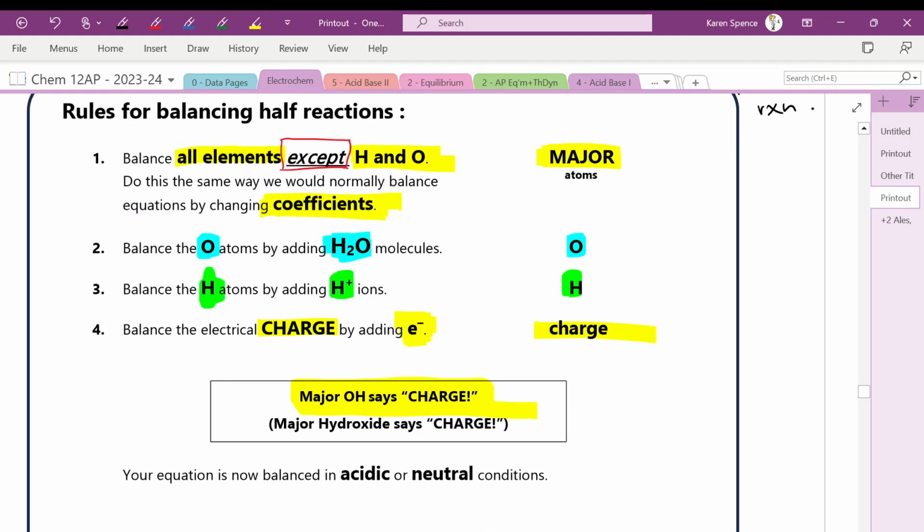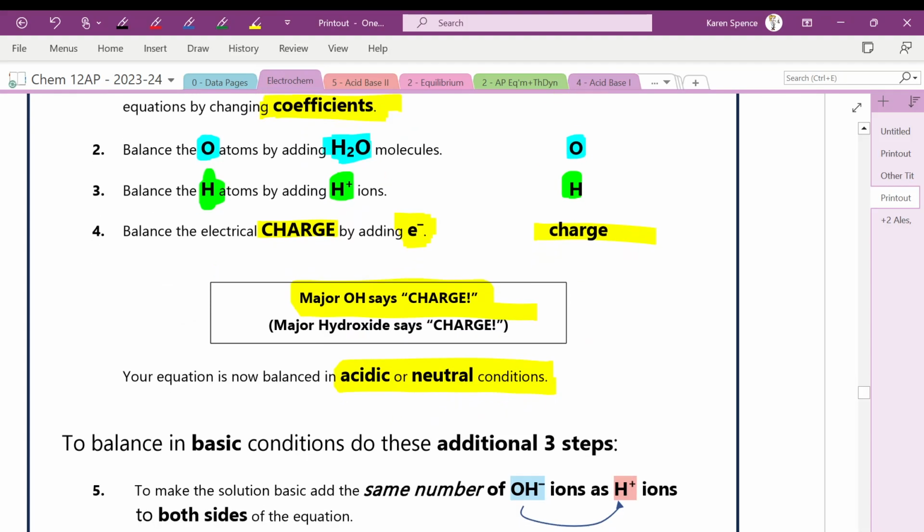So if you follow these steps, your equation will now be balanced in acidic or neutral conditions. If you need it to be in basic conditions, like let's say it says this takes place in a solution of NaOH, there are 3 additional steps that you're going to forget by the time we get to it, because it'll be example 3 by the time we get to it.